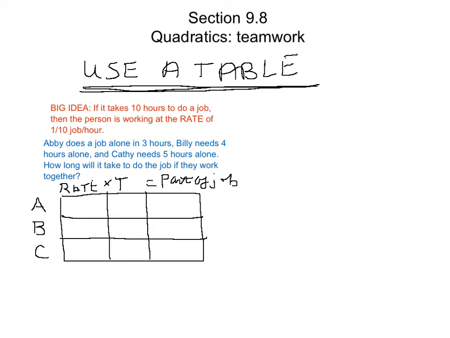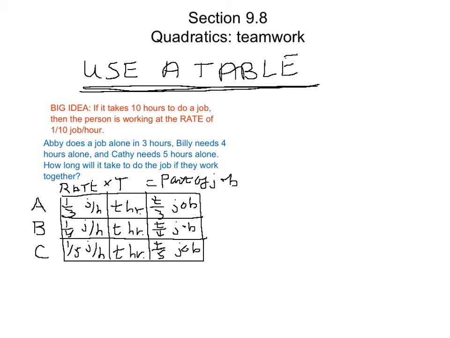So let's try to write this down. It took Abby 3 hours to do the job, so she's working at the rate of 1/3 of the job per hour. Billy is 1/4 of the job per hour, and Kathy is 1/5 of the job per hour. The question is, how long does it take if they do the job together? So we'll say this is T hours, and this is T hours, and this is T hours. Abby is working 1/3 of the job per hour for T hours. If you multiply those together, do you see what you get? You get T over 3 of the job, T over 4 of the job, T over 5 of the job.